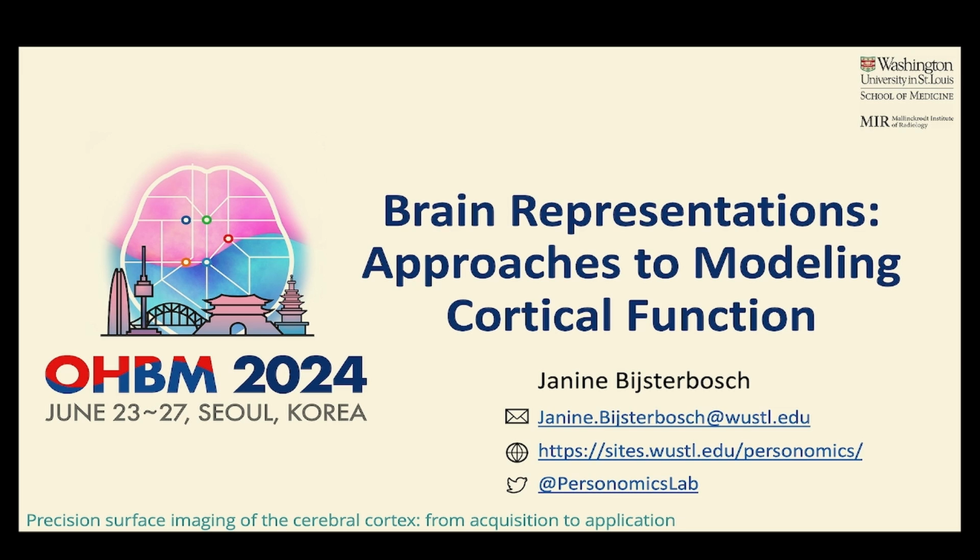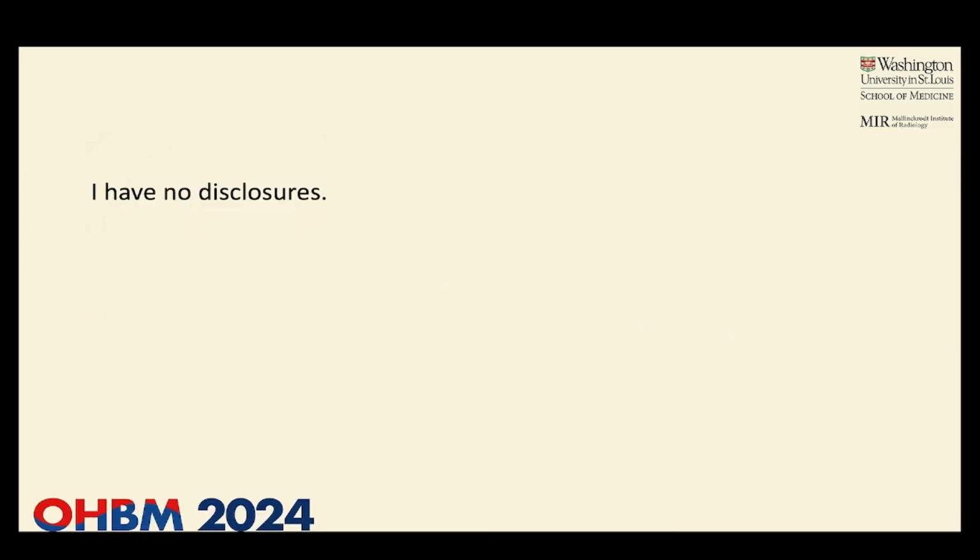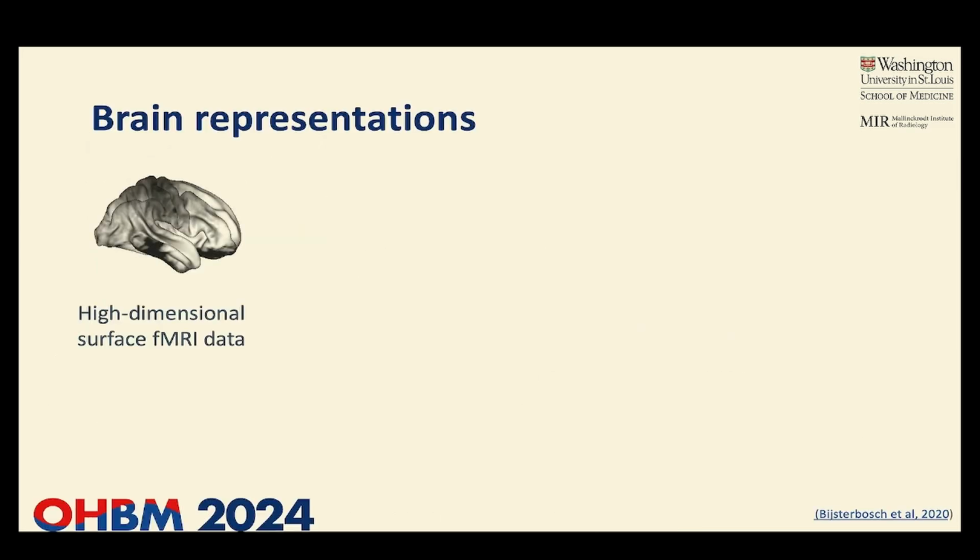So with that done, what I'm going to be talking about builds on some of the talks we heard before the break about doing things on the surface, but this is now digging into how do we model cortical function, and I'm going to focus particularly on resting state functional MRI. I have no disclosures.